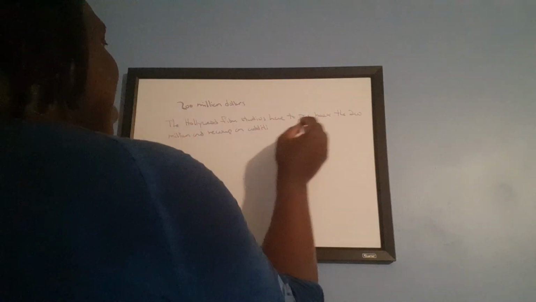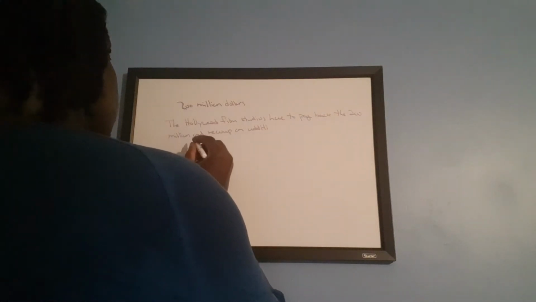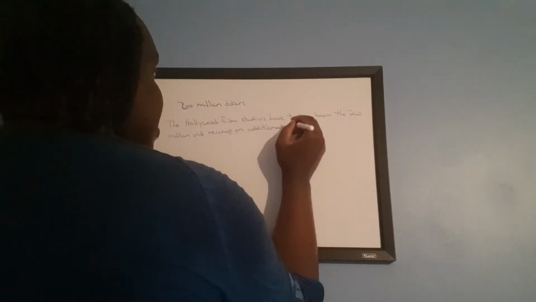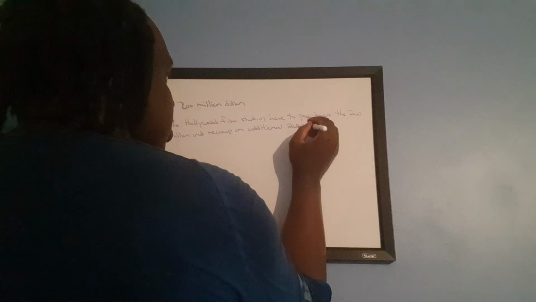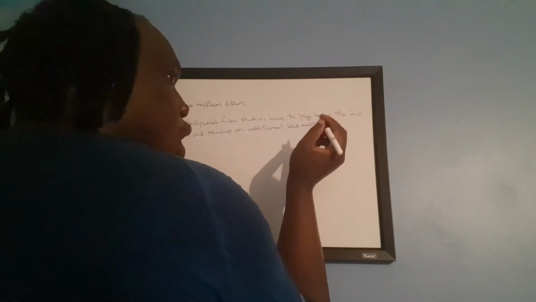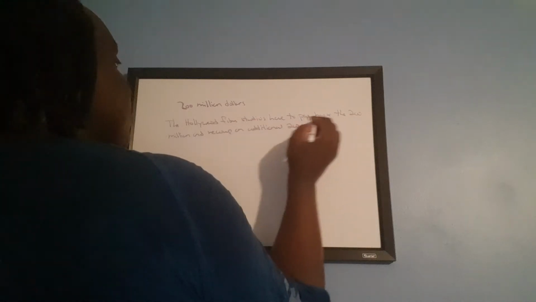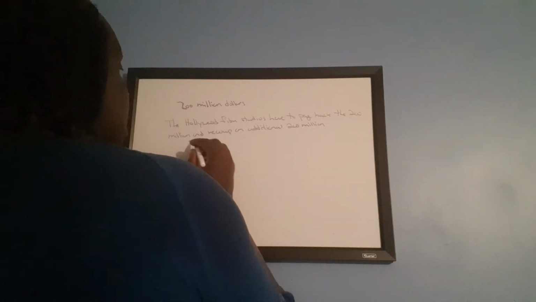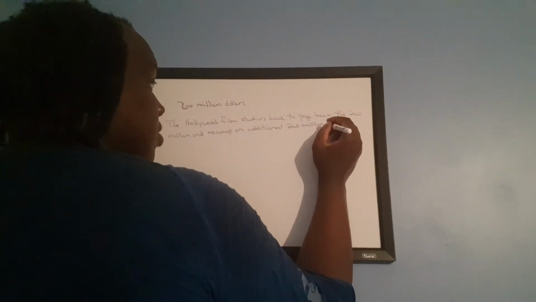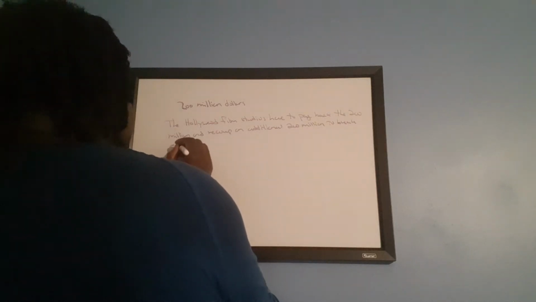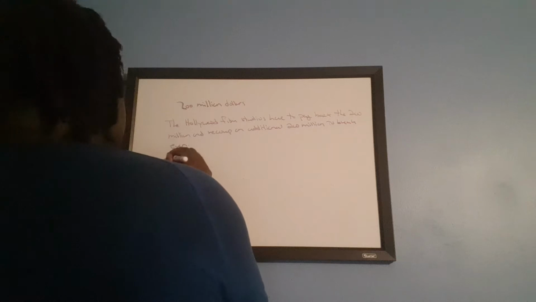So Hollywood film studios have to pay back the $200 million, obviously, and recoup an additional $200 million to break even. See what I'm saying here? Now you wonder why the Hollywood studios reject all the biggest actors, because they're taking huge risks with their movies. So they have to pay back the $200 million and recoup an additional $200 million to break even, obviously.